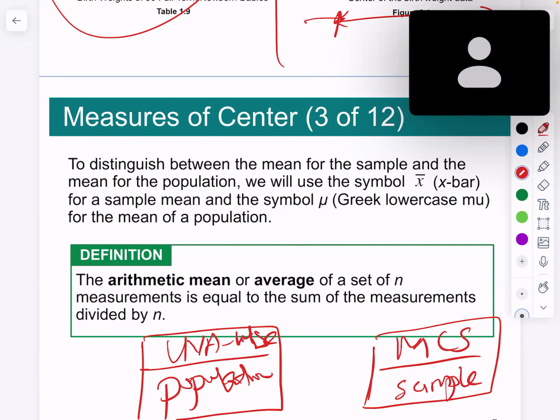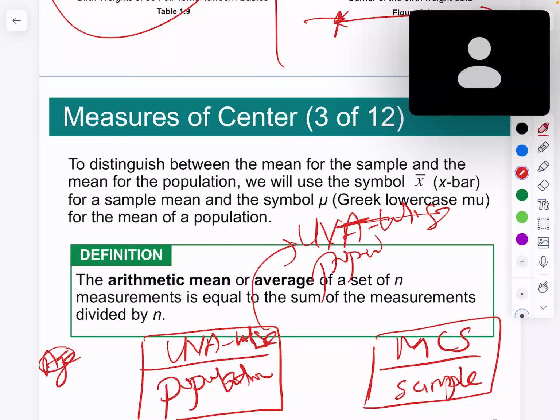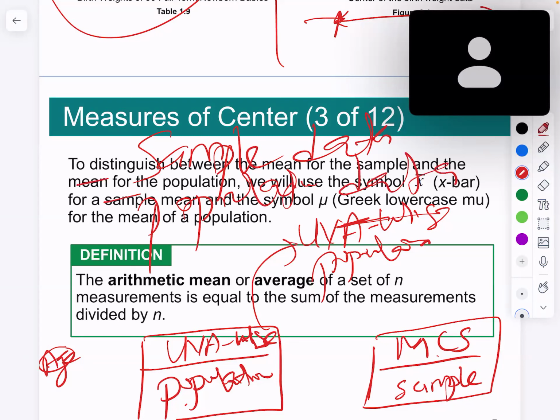So if I'm collecting the ages of all the students in the entire UVA-wise, that is called a population. UVA-wise can be regarded as what? Population. Mathematics and computer science is just one of the departments in UVA-wise. It's a subset of the population, so you can call that a sample. So we are talking about two sources of information now: sample data and population data.